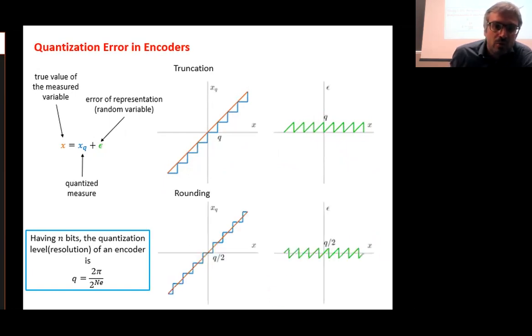The other way to do quantization is rounding, which is approximating to the nearest integer. And in this case, the error is smaller, going from minus Q half to plus Q half. As I said, in both cases, they can be described as white noise, random noise with uniform probability density equal to 1/Q. But this is just a detail.